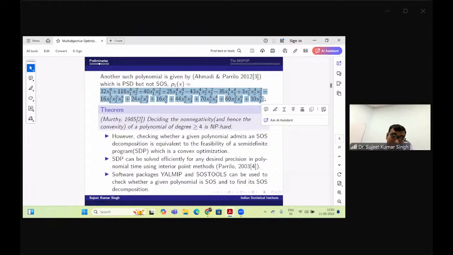So just checking whether this polynomial can be expressed as a sum of squares took a lot of years. This was published in 2012 in Mathematical Programming, and now one can see how complicated an optimization problem can be if the polynomials are highly nonlinear.